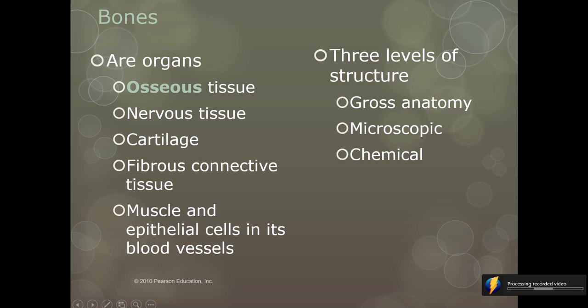So as that video mentioned, our bones are considered organs. Yes, of course, our bones are composed of osseous tissue, but they also have nervous tissue in the form of our nerves. They have cartilaginous tissue, such as the articular cartilage. They have fibrous connective tissues, such as our tendons and our ligaments that are part of our bones. And then there are blood vessels within our bones, and in our blood vessels we find smooth muscle and simple squamous epithelial tissue.